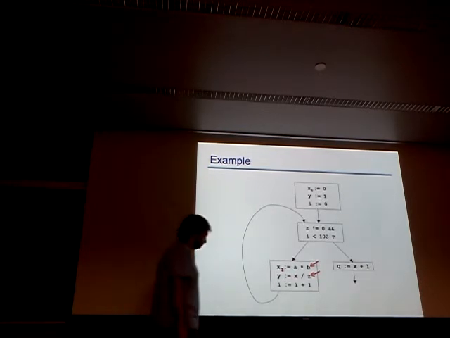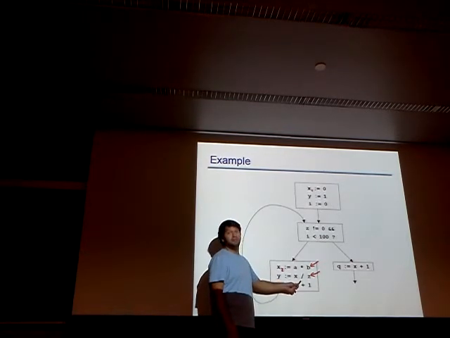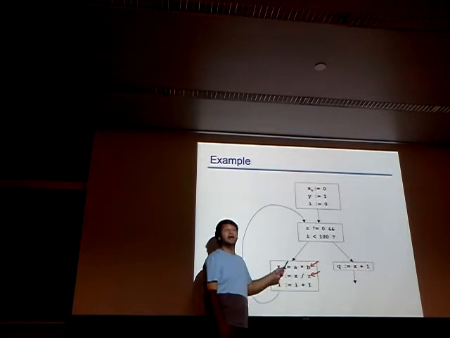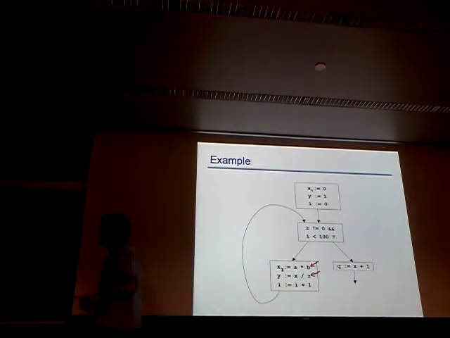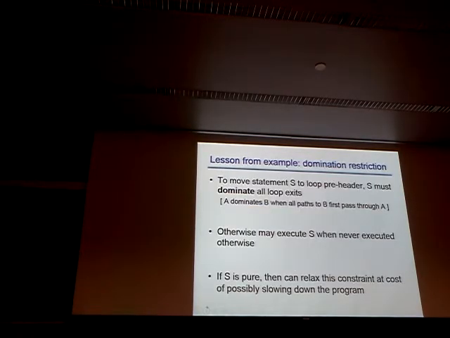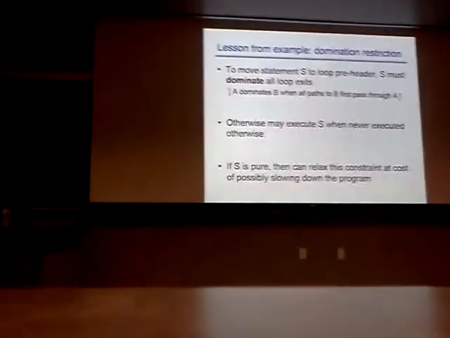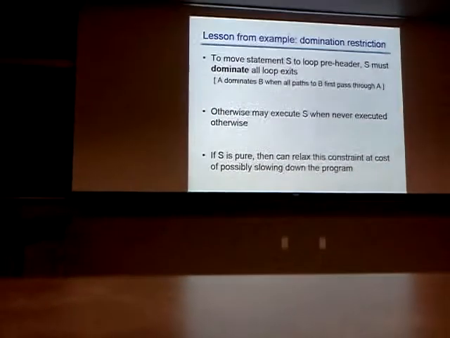So, this division by zero is a big issue because we really don't want to change the behavior of the program in that way. We don't want to add exceptional behavior to the program. That's very bad. So, one of the things that's very draconian is this thing called the domination restriction. Basically, if you want to move a statement S out of the loop to the preheader, S has to dominate all loop exits.